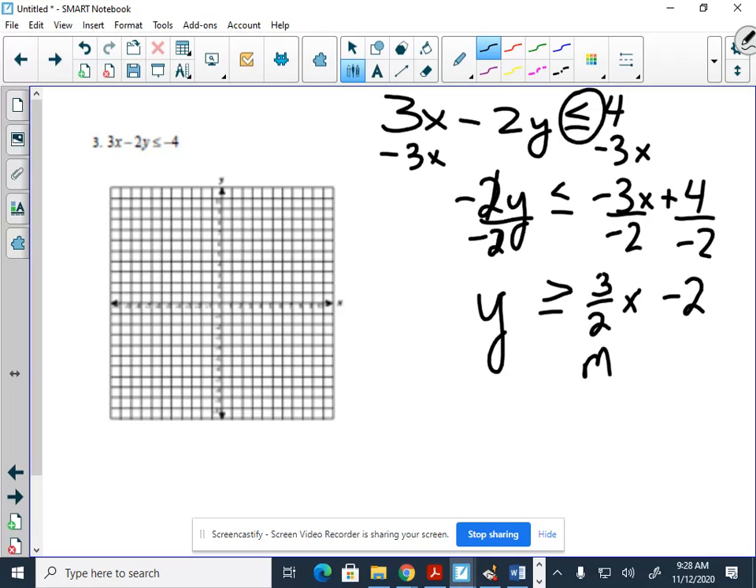Now, m is 3 over 2. B is negative 2. So we go down 2 and we put a dot. From here, we go up 3 over 4. Up 3 over 4. And since it's got an underline, it's a solid line. Sorry, my board is a little goofy in that one spot. It always makes a wrinkle.